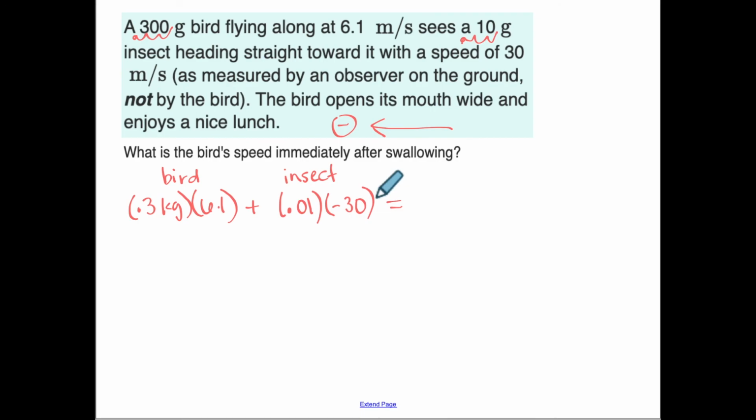The insect flies into the bird's mouth. So now our mass is going to be the mass of the bird plus the insect. So we're going to have 0.3 plus 0.01. And we want to find the velocity of the two of them together after the collision.